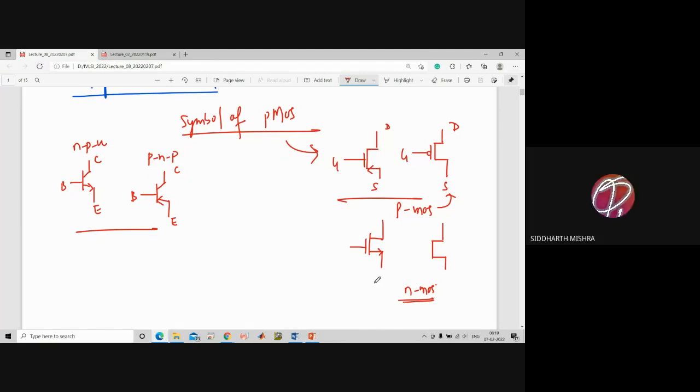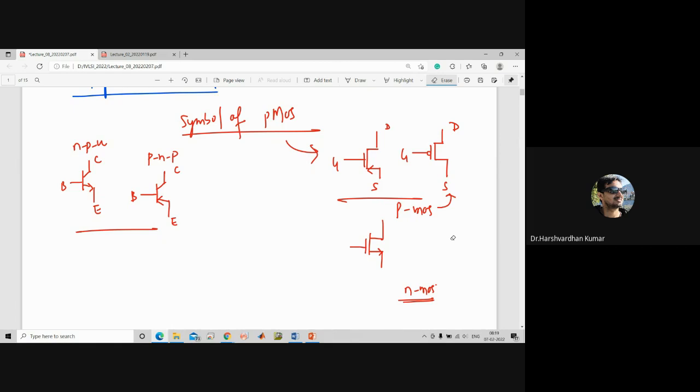Sir, in the last lecture, the teacher told us that the direction of the arrow indicates the flow of electrons. That's why I'm telling you, current will either flow from source to drain or drain to source, not gate to source.